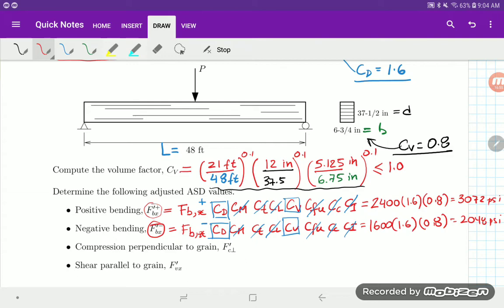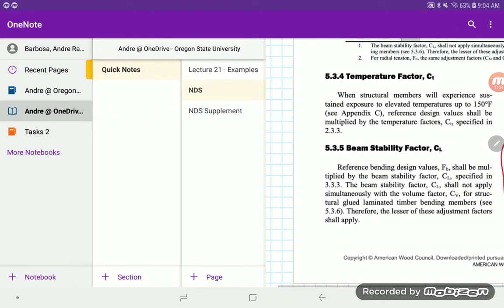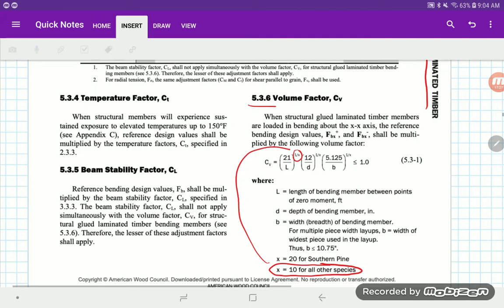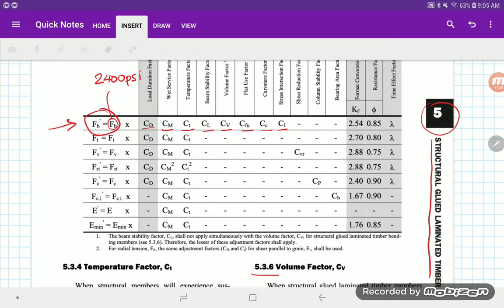Right, compression parallel to grain. I'm not going to work on that one. We don't really need it yet. That one. Let's go to the shear parallel to grain. And so shear parallel to grain, the adjusted value is FVX, the reference value for X. But then what we need to go and check is what adjustment factors should I use for this. So I go back to this table, 531, and now we're looking at shear.